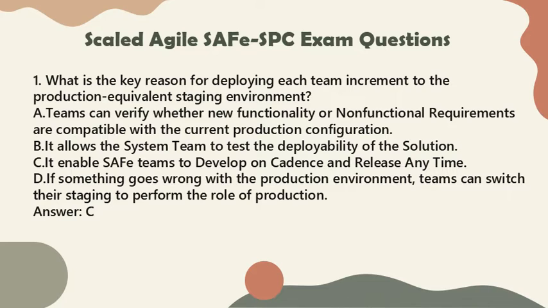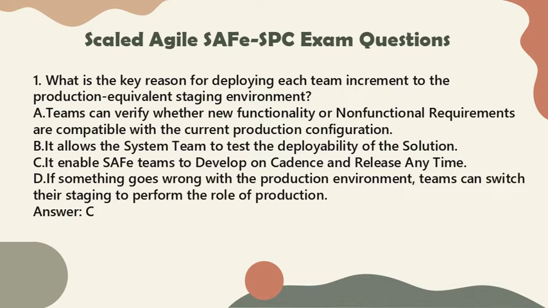1. What is the key reason for deploying each team increment to the production equivalent staging environment? A. Teams can verify whether new functionality or non-functional requirements are compatible with the current production configuration. B. It allows the system team to test the deployability of the solution.